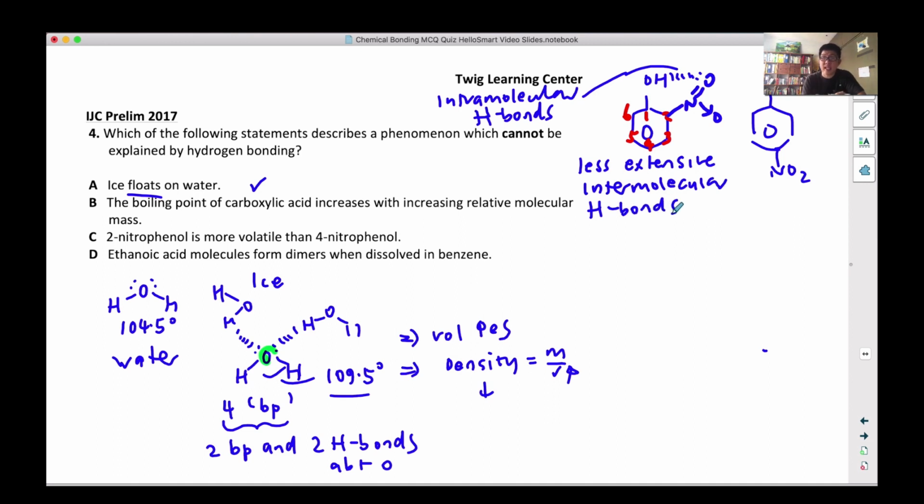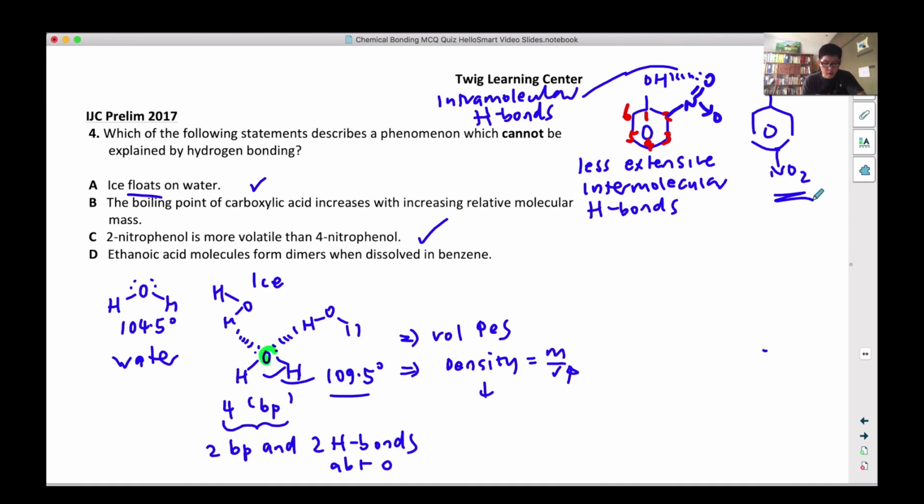If it forms less extensive intermolecular H bonds, less energy will be needed to overcome these intermolecular hydrogen bonds. It will have a lower boiling point and it will be more volatile, which means this statement is correct. This other molecule doesn't have any intramolecular hydrogen bonds.